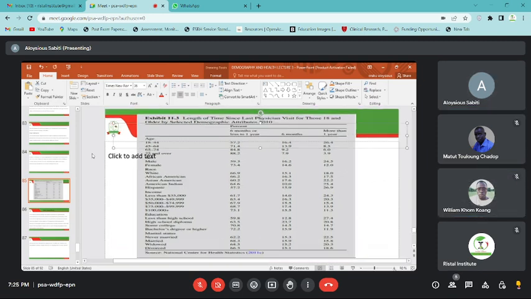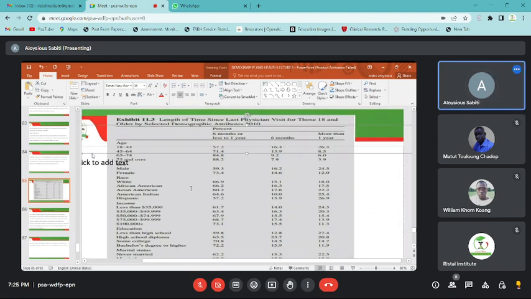Yes. Let me zoom it a little bit there. If you can read up there, it is telling you the length of time since the last physician visit for those 18 years and older by selected demographic attributes. All these attributes that I have been discussing are actually here, but we are trying to ask ourselves how many people of this age, when did they last see a physician? So that we are able to know these people's health seeking behavior.